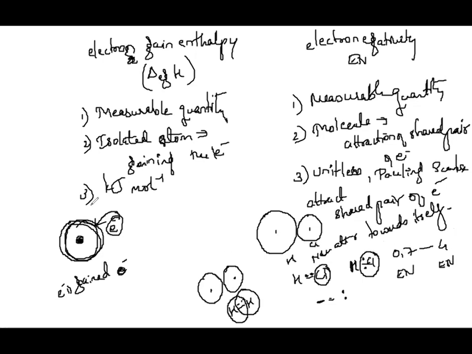So this electron gain enthalpy can be positive, it can be negative, it can be 0 also. But electronegativity varies from 0.7 to 4 only. It is always positive. So this is the difference between electron gain enthalpy and electronegativity. So let us see what our points say.